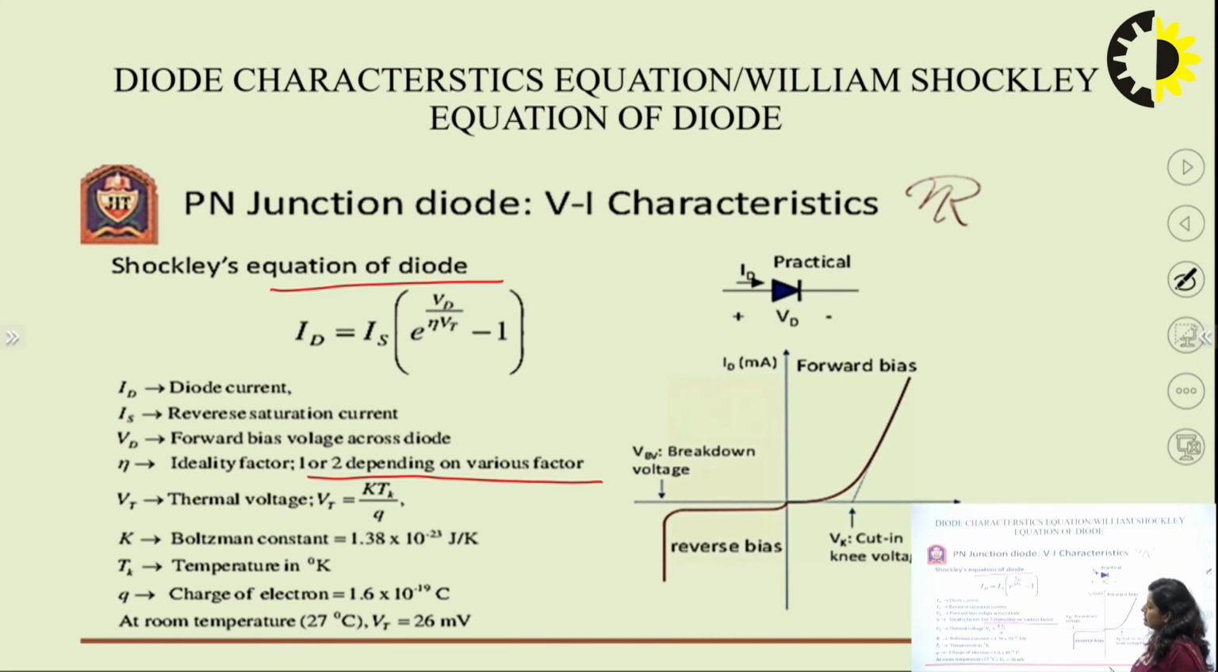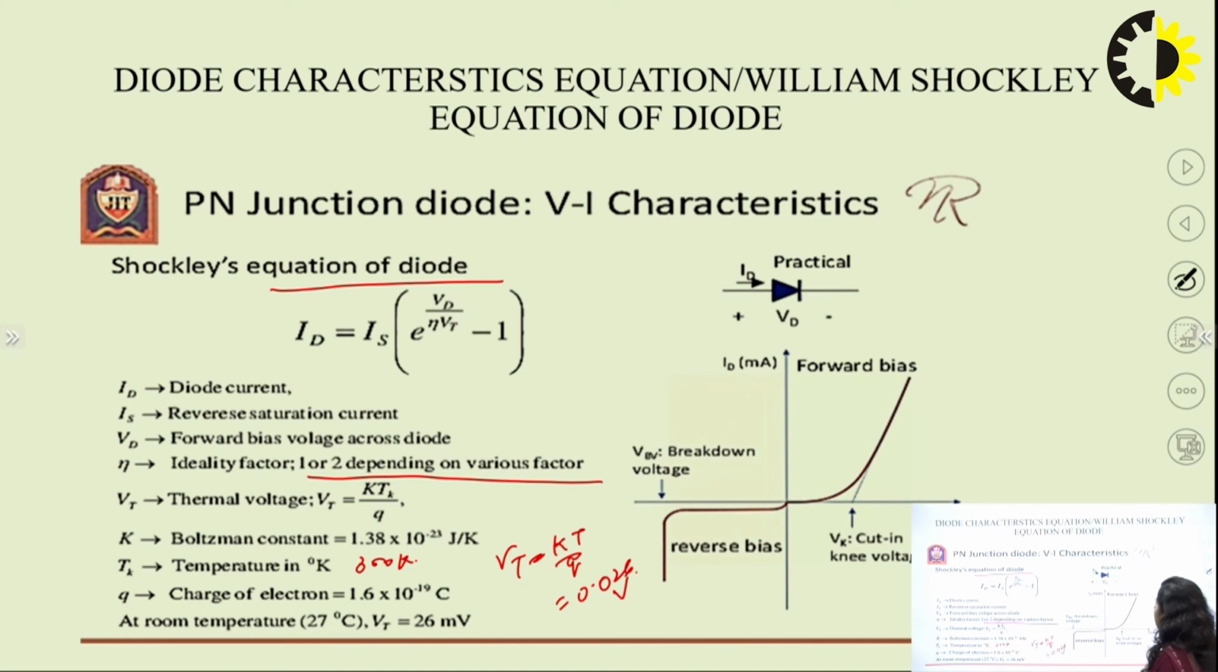Vt is the thermal voltage, Vt is equivalent to KT by Q, K is the Boltzmann constant, that is around 1.38 into 10 to the power minus 23. T is the absolute temperature in Kelvin, which is again 300 Kelvin. Q is the charge of the electron, which is 1.6 into 10 to the power minus 19 Coulomb. At room temperature, that is at 27 degrees Celsius or 300 Kelvin, we have Vt equivalent to 26 millivolt, or you can say Vt which is KT by Q is equivalent to 0.026 volts.